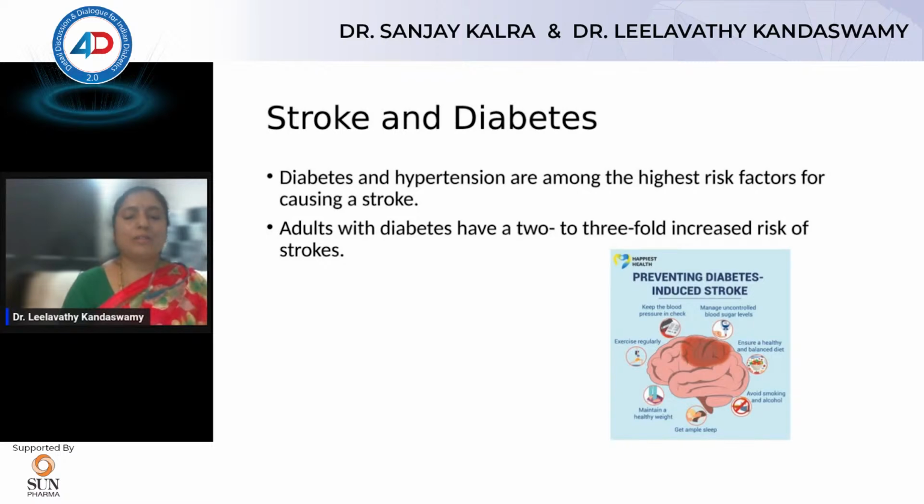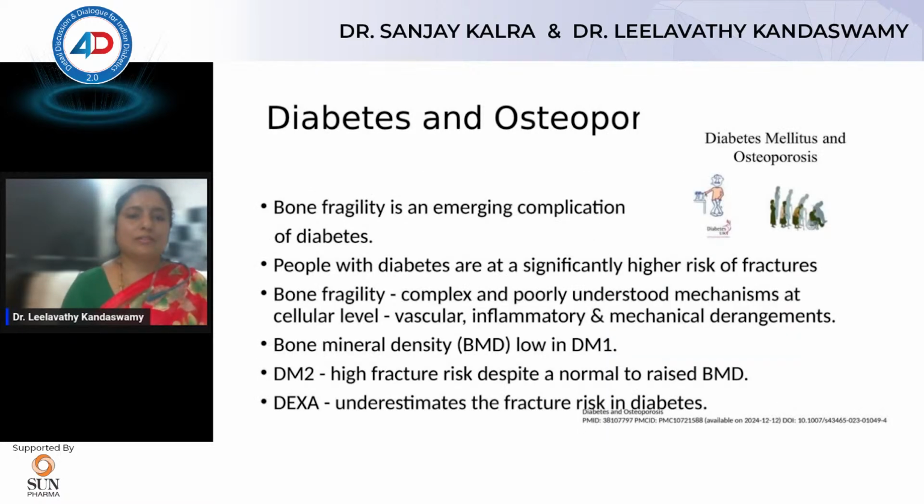Stroke again is common in diabetes and hypertension patients, and there is a 2 to 3 fold increased risk of stroke among diabetes. So diabetes and osteoporosis. As I said, we talked about the more common things, and these are all associations which we have come to know over the last few years.